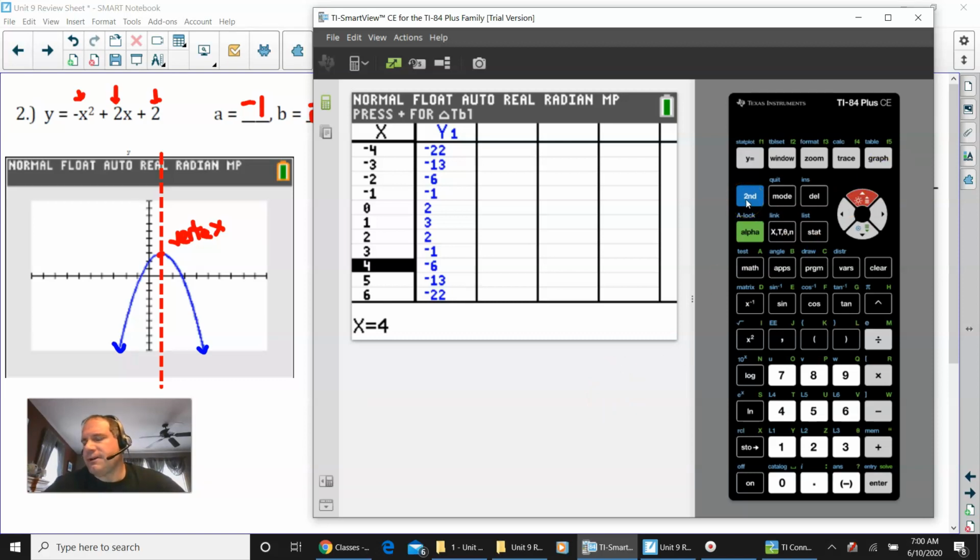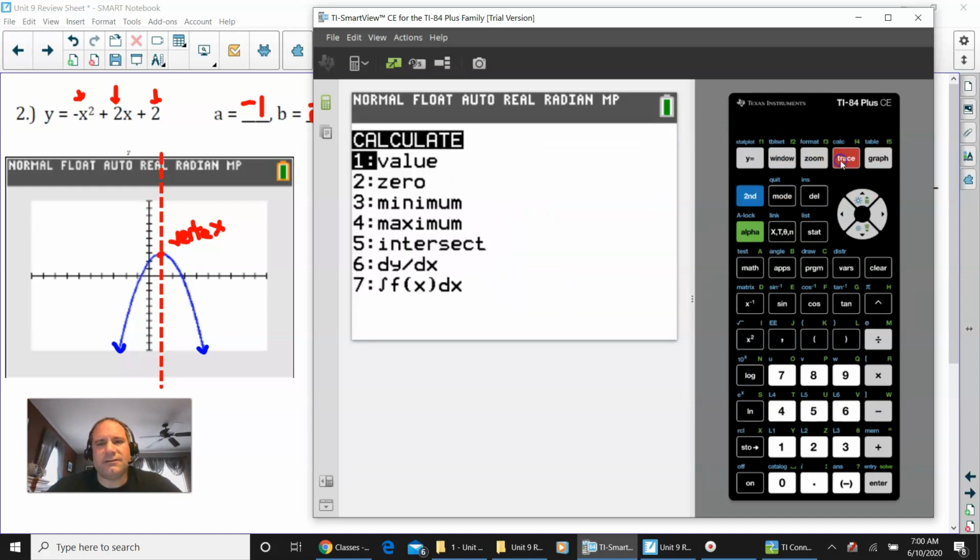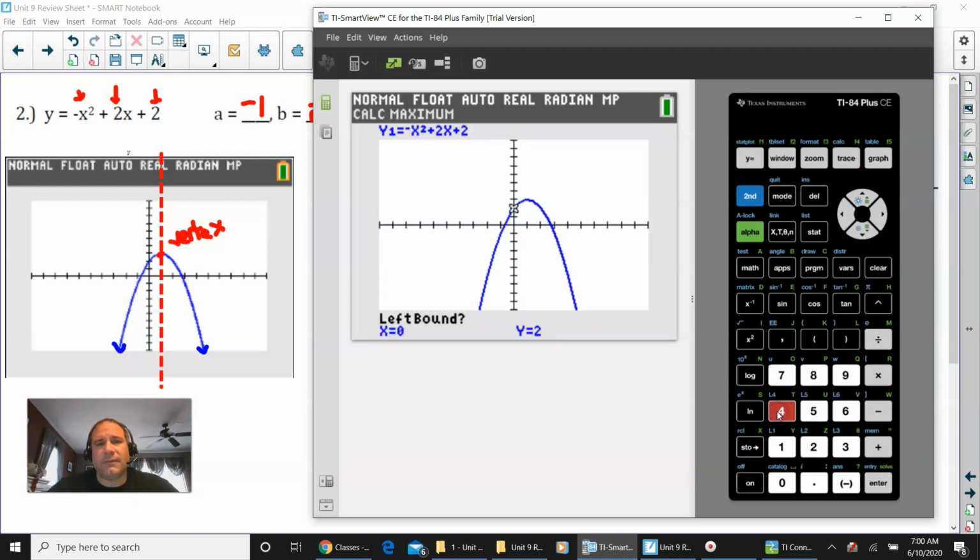So the first question is asking for the vertex. So I am just going to go to the graph one more time, and then second function trace, which will give you the calculate screen. Since we're talking about another parabola that is facing down, the vertex is on the top, right? And that's a maximum. So I'm going to press 4.